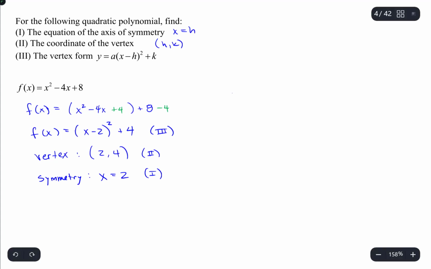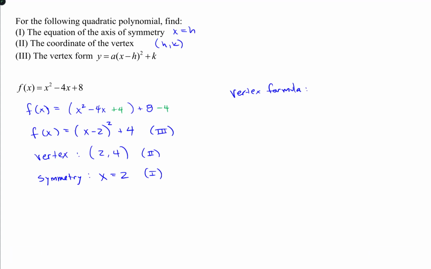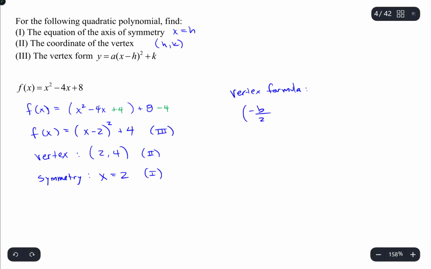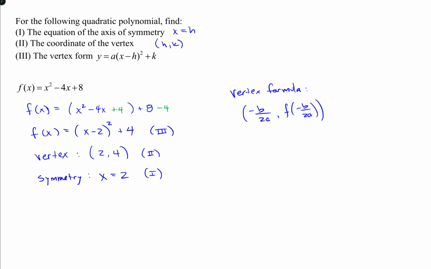Now, the alternate method is to use the vertex formula, and the vertex formula gives you the coordinate of the vertex directly. It's negative b over 2a, comma, f of negative b over 2a. Sometimes it's easier than completing the square, sometimes it's harder. It really is difficult to tell from the outset.